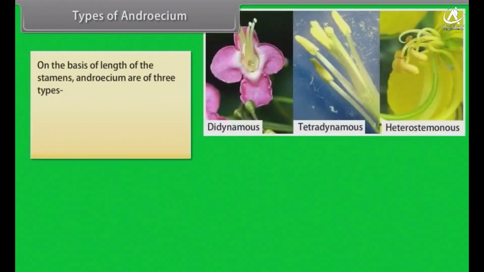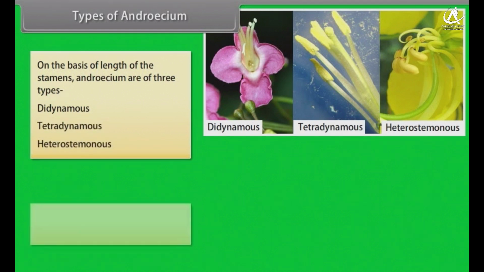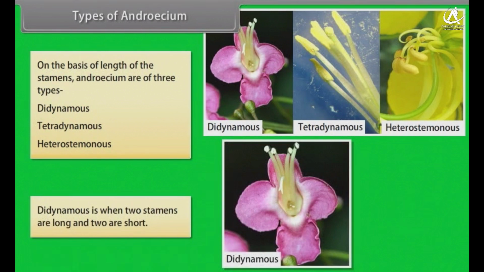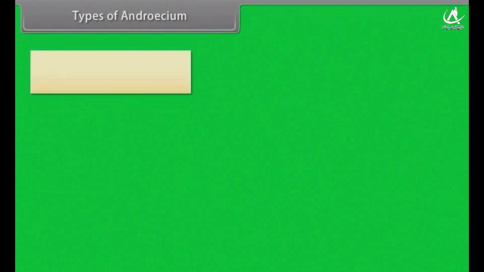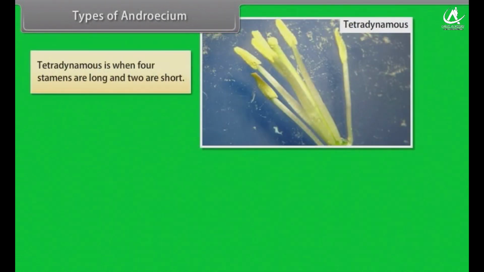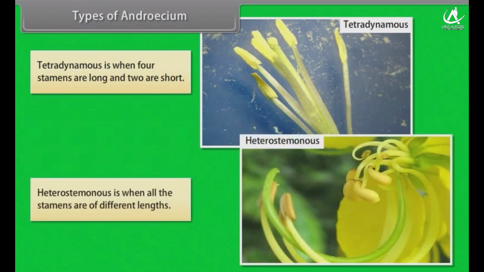Types of androecium. On the basis of length of the stamens, androecium is of 3 types: Didynamous, Tetradynamous, Heterostaminous. Didynamous is when 2 stamens are long and 2 are short. Tetradynamous is when 4 stamens are long and 2 are short. Heterostaminous is when all the stamens are of different lengths.